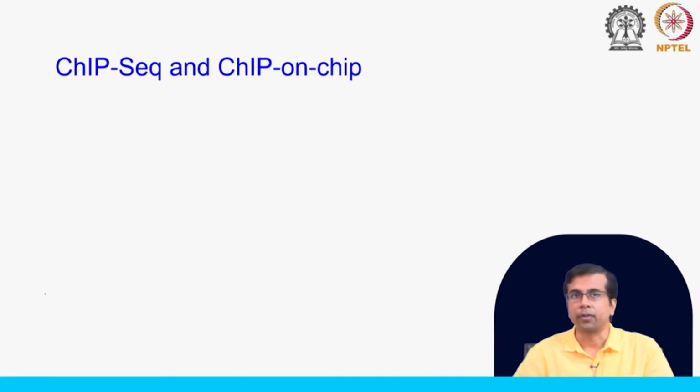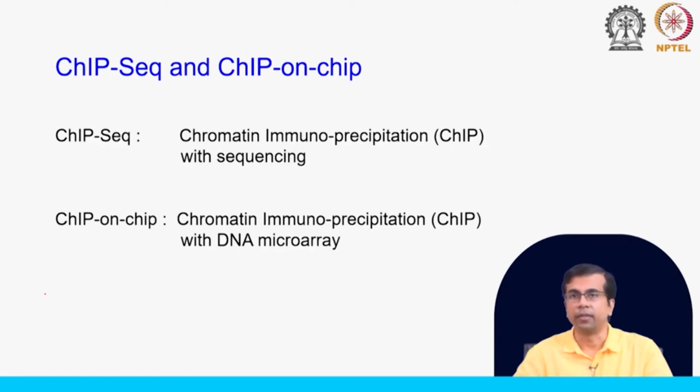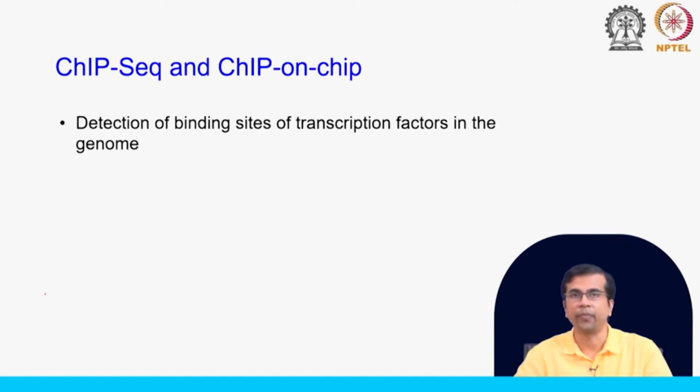So, we will talk about this method. It is called chromatin immunoprecipitation, which allows us to do so, and it can be combined with next generation sequencing. This method is called ChIP-seq, and earlier it used to be applied with microarray technologies, and it was called ChIP-on-chip. These are the full forms: ChIP-seq is chromatin immunoprecipitation with sequencing, and ChIP-on-chip is chromatin immunoprecipitation with DNA microarray.